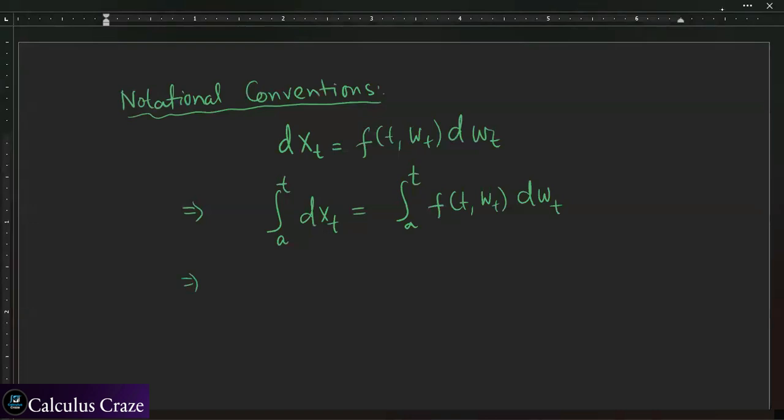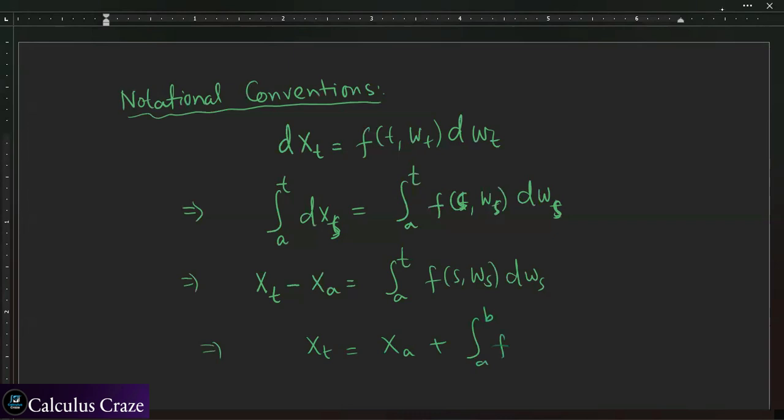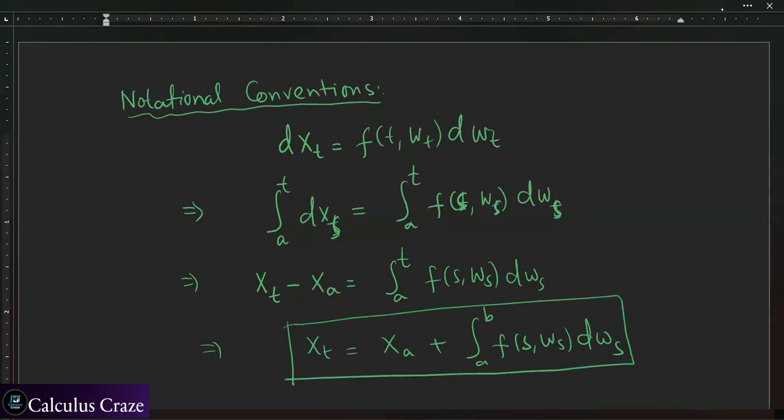Further, I should have put s over here just to make things look better. So this will be X_t minus X_a, which is equal to the integral from a to t of f(s) dW_s, and which can also be written as X_t equal to X_a plus the stochastic integral, or Ito integral, of this function. So this is the equivalent integration formulation of this stochastic differential, right?